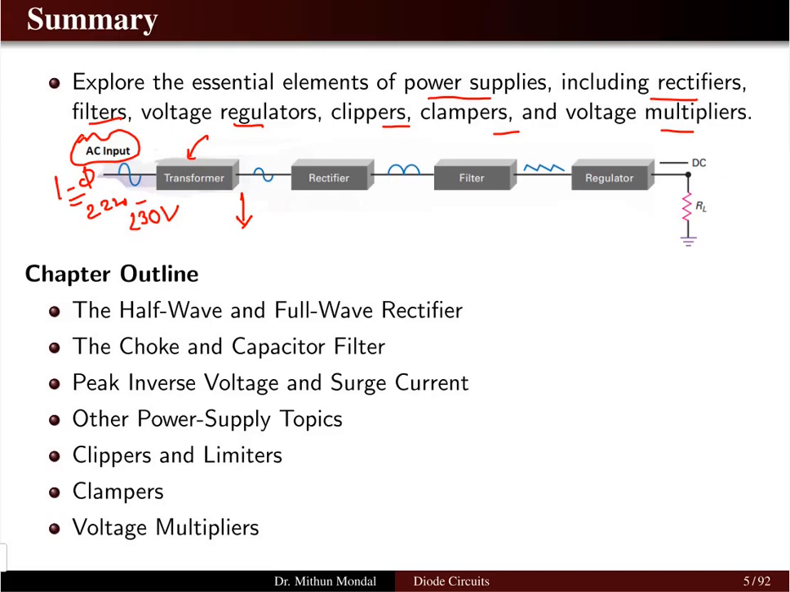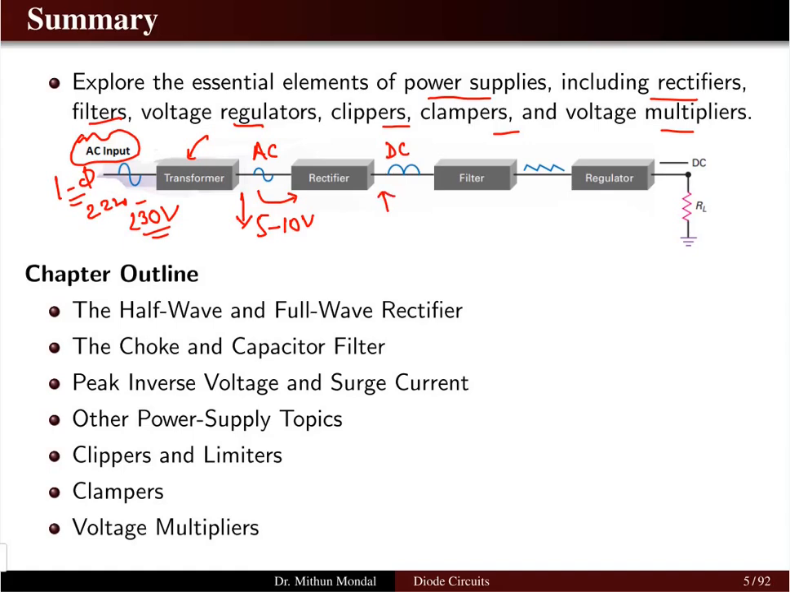Like how the transformer can bring the voltage from 230 volt to a working voltage like 5 to 10 volt here, and the output of the transformer. So this input will be given to the rectifier. In the rectifier, the input will be AC, which will give you the DC output.